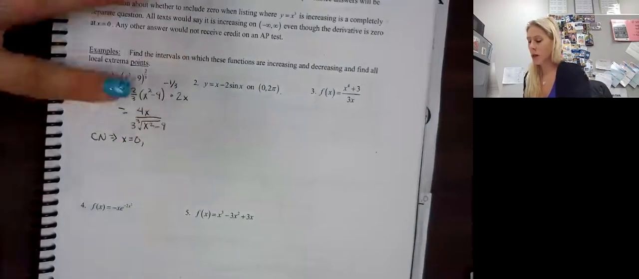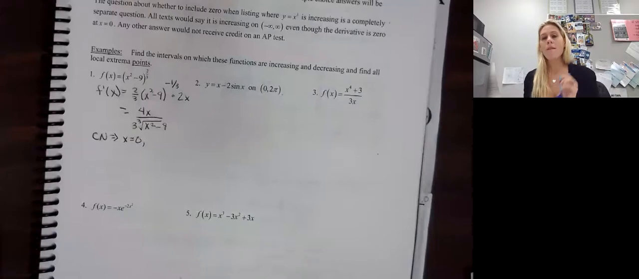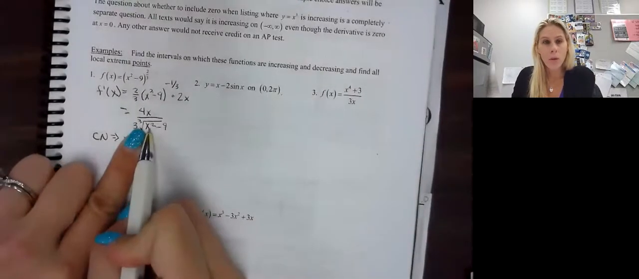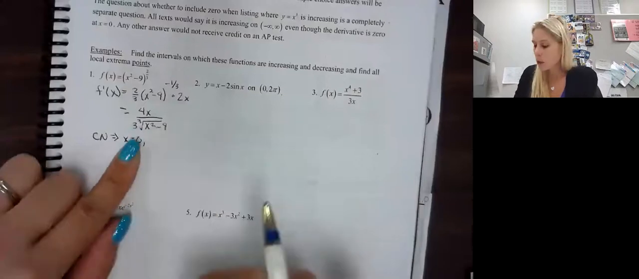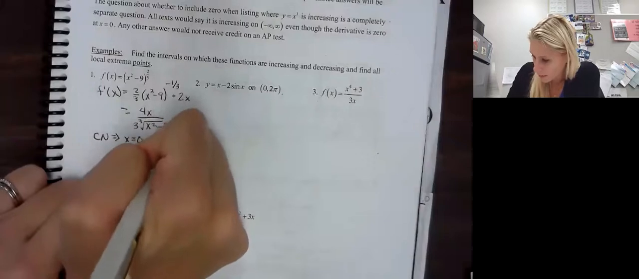Undefined really comes from our denominator, right? Because our denominator can't be 0. So what values of x here would make this 0? Well, we can't have 0 under here, so what multiplied by itself minus 9 is 0? That would be 3 and negative 3.